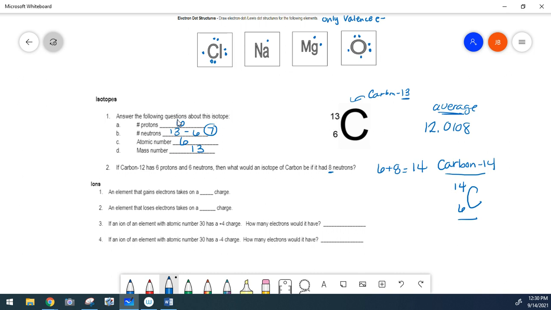All right, so now let's talk about ions. Okay? An element that gains an electron takes on what? So it gains an electron. What kind of charge?